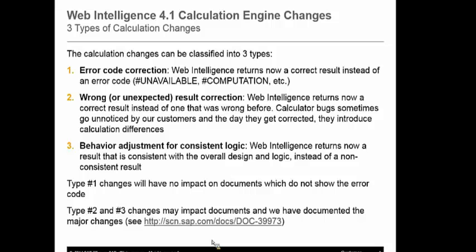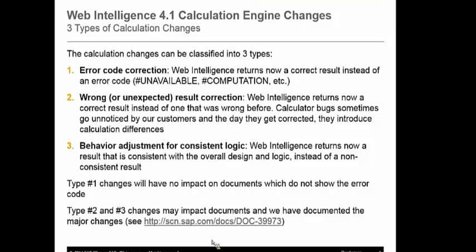So if we look at these different categories, the first one obviously will have no impact on your document if these documents don't show the keywords, and if they had this keyword before and then after you get the proper result, I'm sure you'll be happy about it. So it's not a negative impact.